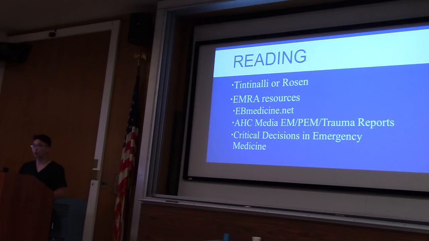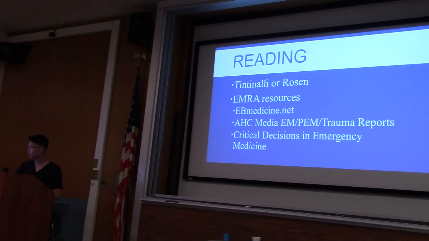So I get a lot of questions about what I do to stay up to date. Obviously, reading the textbook, it's required for our residency, and it'll help us build that background knowledge. EMRA also provides a lot of great resources. EB Medicine is one of my favorite publications. They do really good systematic reviews, and it gives you a lot of information about a topic, and it is usually peer reviewed, but it's also a pretty quick read.